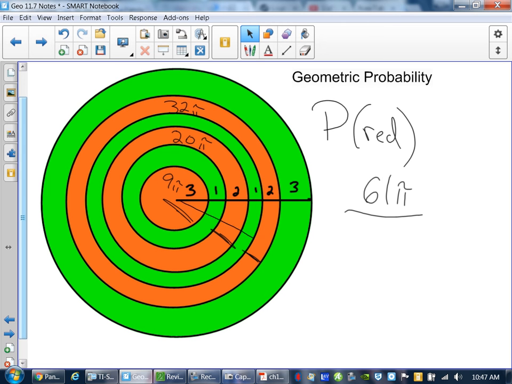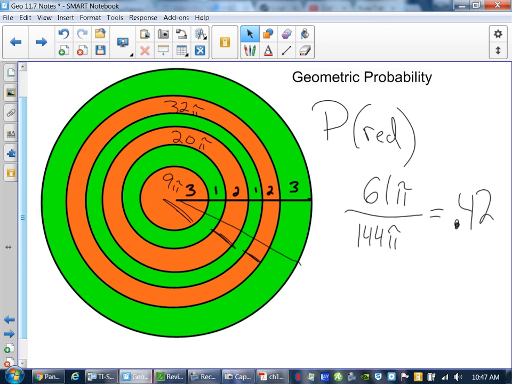The whole thing has a radius of 12, which means it has an area of 144 pi. Good job, guys. And then you throw it in your calculator with the fraction bar, and it tells you what your probability is. Then you hit it with the double arrow. I got 0.42. So the probability of landing in the red would be 0.42.